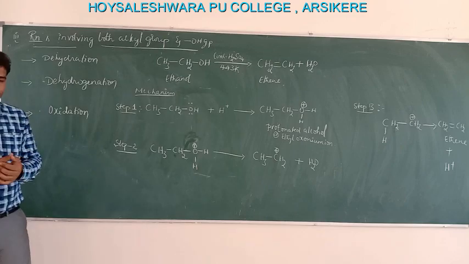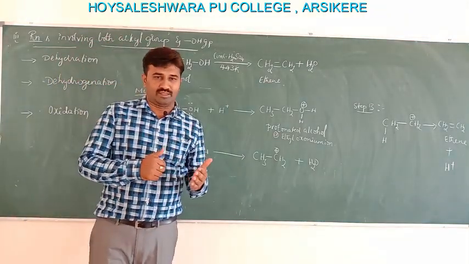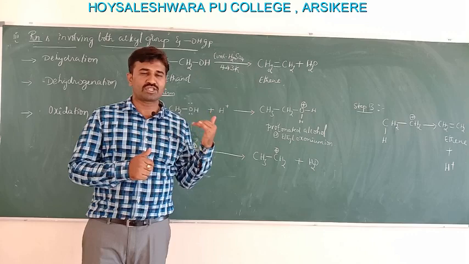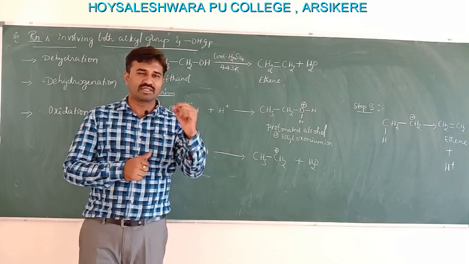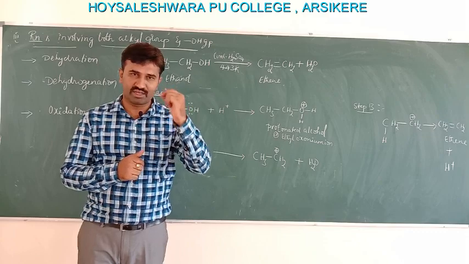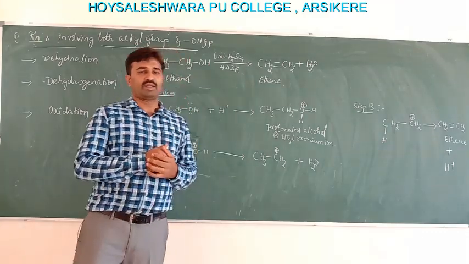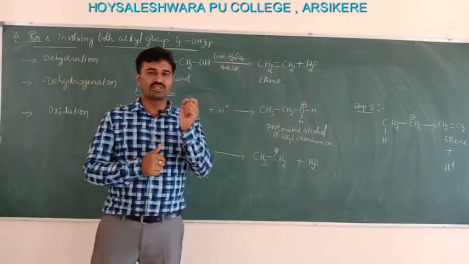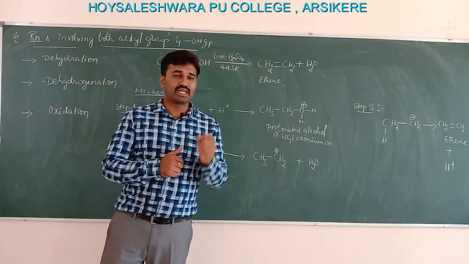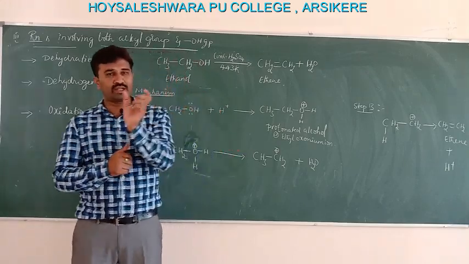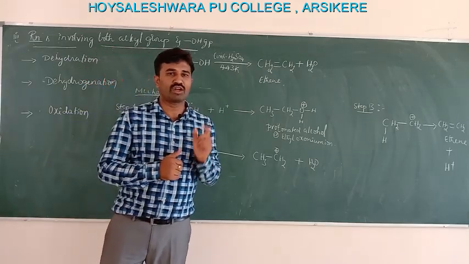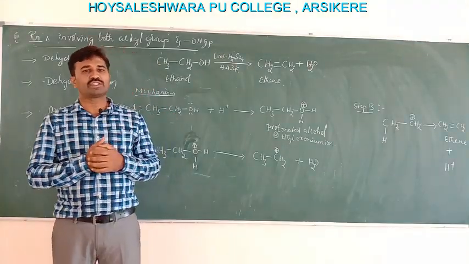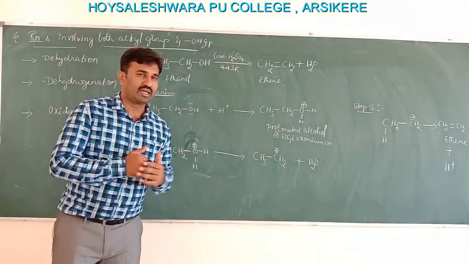We know that dehydration means the process of removal of water, and we know about dehydrating agents also. In the esterification reaction, concentrated sulfuric acid acts as a dehydrating agent. There are so many dehydrating agents. Followed by dehydrogenation, here catalytic dehydrogenation. Dehydrogenation means removal of hydrogen from any substrate. Here we are going to study catalytic dehydrogenation, where we use the catalyst copper. Let's see the example later.